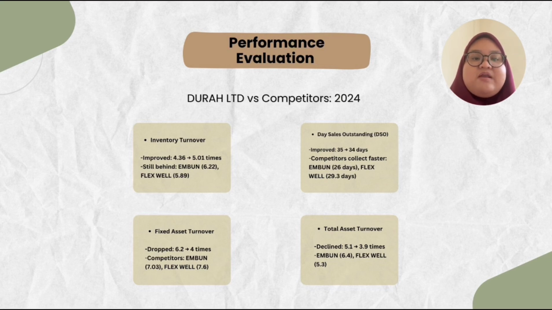A bigger concern is that DURAH fixed asset turnover dropped from 6.2 to 4 times, while NBU and Flexwell reached much better numbers, which is 7.03 times and 7.6 times. On top of that, DURAH total asset turnover also fell from 5.1 to 3.9 times, compared to NBU 6.4 times and Flexwell 5.3 times. This shows that even with small improvement, DURAH is still having trouble keeping up with its competitors when it comes to using its assets efficiently.